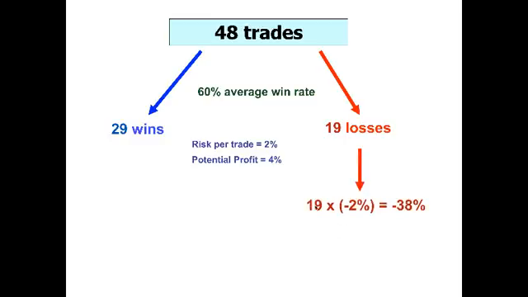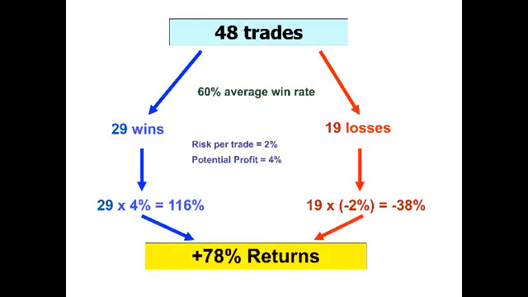Again, 19 losses of 2% per loss is minus 38%. 29 wins at 4% return per win is 116%. Your total return is 78% return a year. That's with a 60% win rate. Now that's more achievable. But you say, okay, what if I'm only right half the time, right? It's like I flip a coin, right? Half the time I'm right. Okay, now take a look.